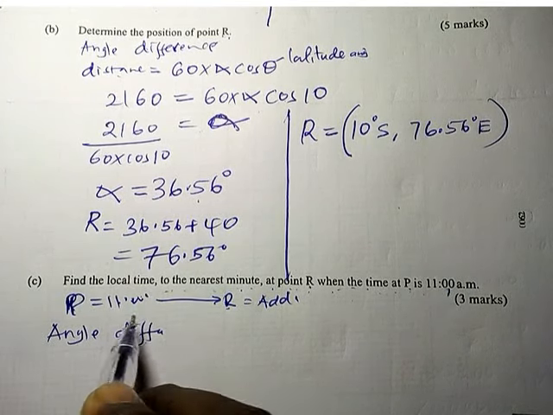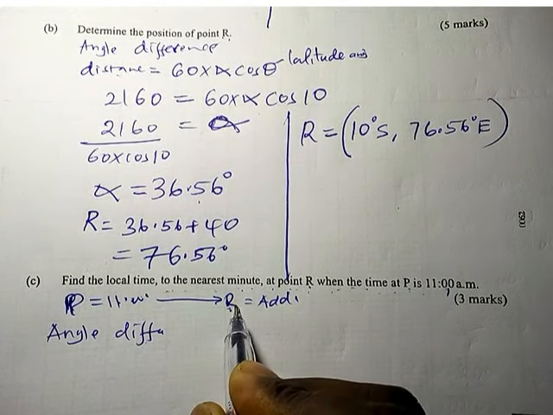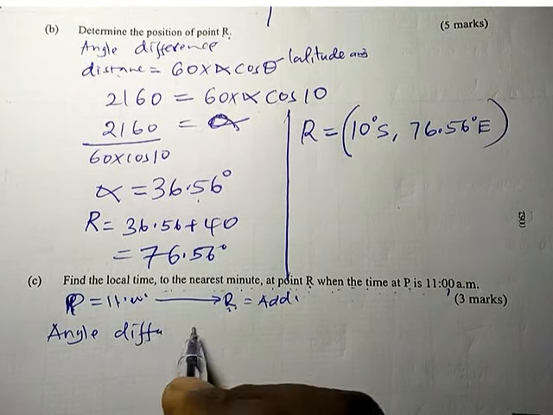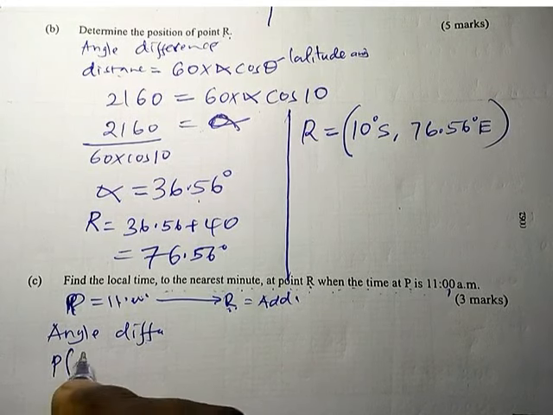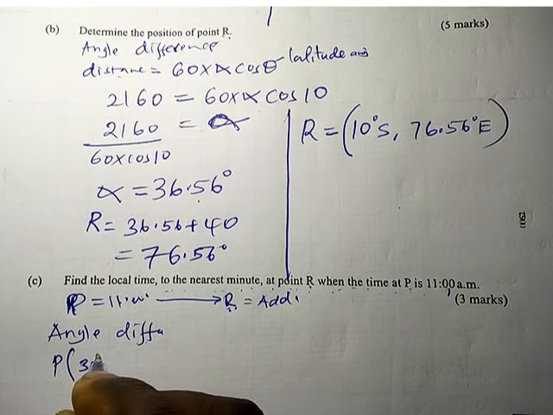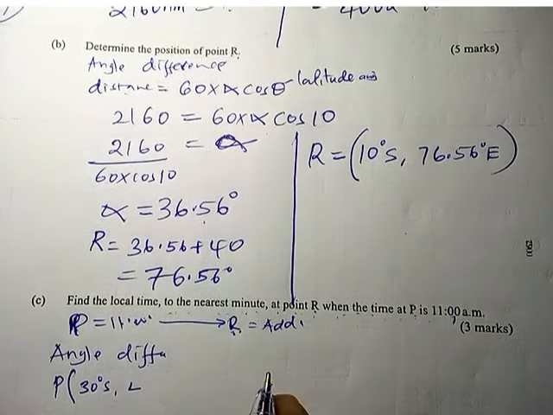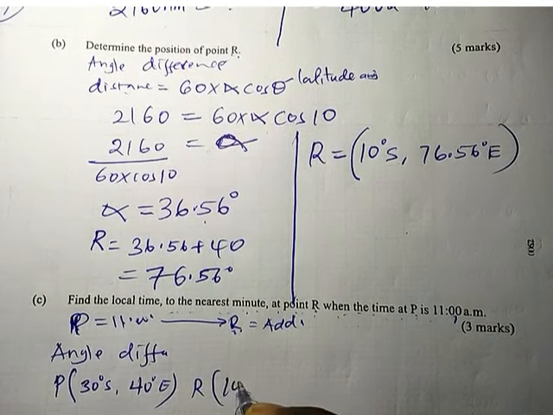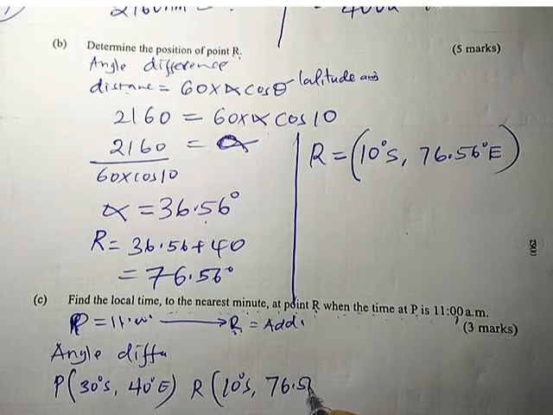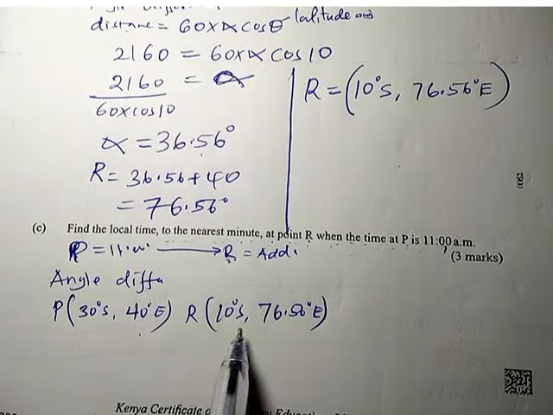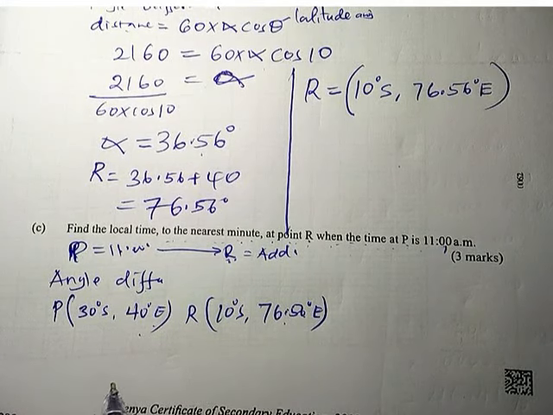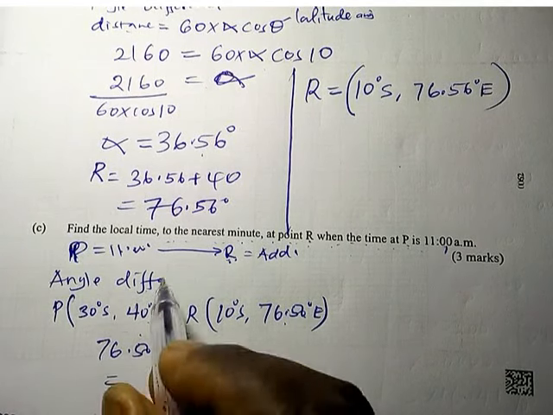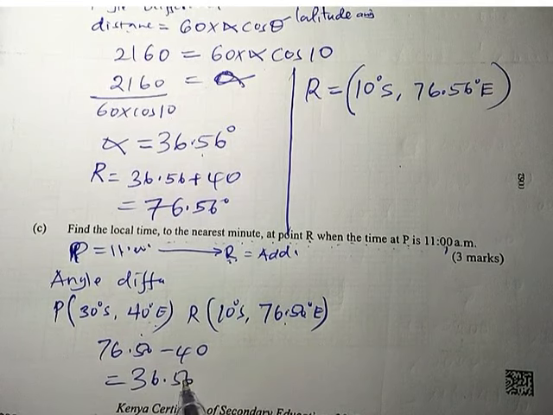Angle difference. Now we know the longitude at R. Remember, for time, we only use the longitudes. Now P is 30 degrees south, 40 east. R is 10 degrees south, 76.56 degrees east. So east, that is the longitude we have. What we are doing now is getting the angle difference, which is 76.56 minus 40. That will give us 36.56 degrees.